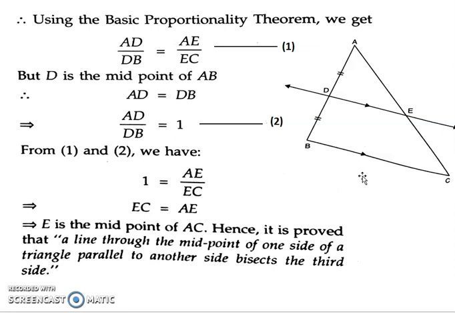Now it is also given that DE is parallel to BC. So I can say by basic proportionality theorem, AD by DB and AE by EC, these two are equal. This is by BPT. So if AD by DB is 1, which means AE by EC, this should also be equal to 1 only. So EC is equal to AE, which means E is the midpoint of the side AC.